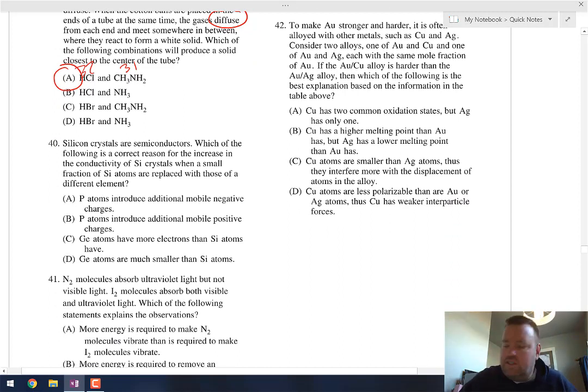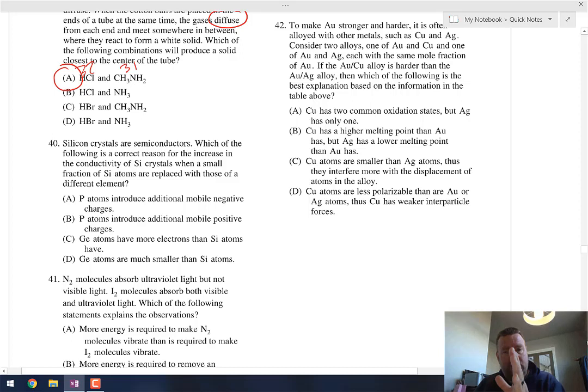Okay, question number 40. Silicon crystals are semiconductors. Which of the following is a correct reason for the increase in the conductivity of silicon crystals when a small fraction of silicon atoms are replaced with those of a different element? So to make things conduct electricity better, you have to increase the number of valence electrons. And if you look at the periodic table, germanium is below silicon. That doesn't have it. It has more total electrons, but it has the same number of valence electrons.